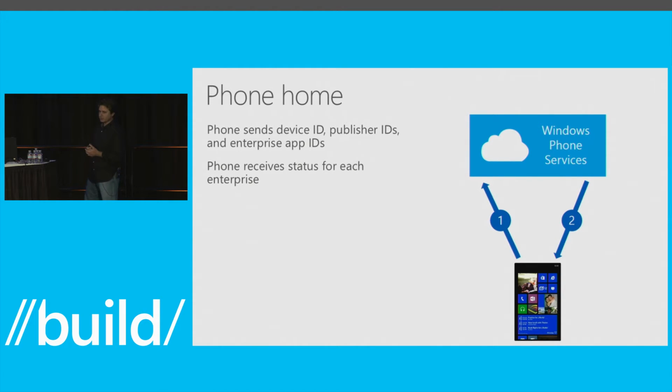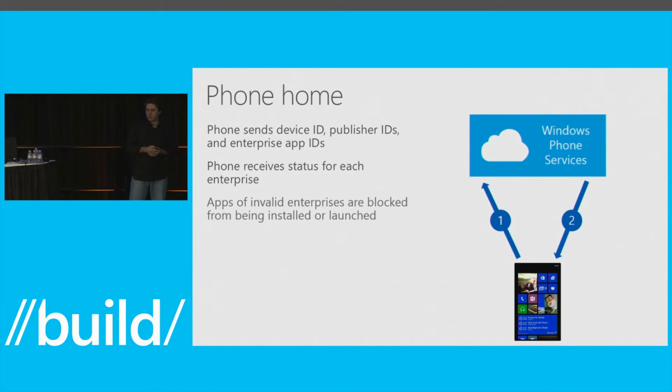In return, the service sends a list of statuses for each of those enterprises that the phone said it had available. And the status basically comes back as good or bad right now, and if one of them comes back as bad or invalid, the enterprise is basically shut down on that phone. That particular enterprise is shut down. So if an enterprise comes back as revoked, apps that have been installed won't launch anymore, and you can't install any new apps from that enterprise. Other enterprises that report back as good are unaffected and don't have any side effects.